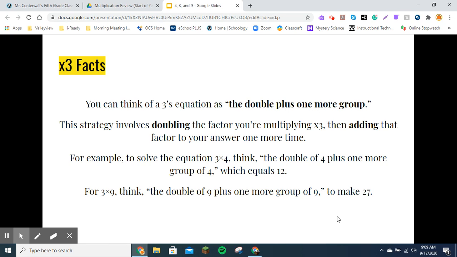Let's take that factor of 4 and double it, which gives us 8. And then we add one more group of 4. So 8 plus 4 is 12. So you can see how we doubled it once, and then we added one more group of that factor. And let's try one that's a little more tricky, 3 times 9. Let's think of that as doubling your 9, which is 18, and then add 18 plus 9, which gives you 27. So just keep that in mind: 4s are double doubles, 3s are double plus 1.